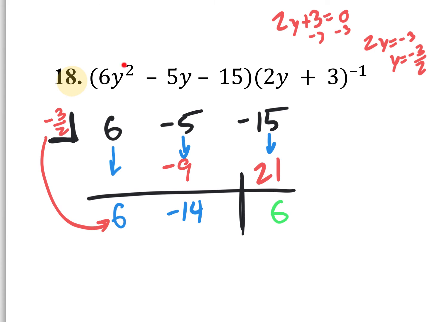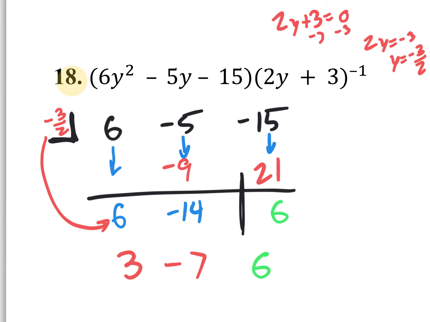What is 6y squared divided by 2y? 3y, right? Now notice this is not a 3, but it needs to be a 3 because 6y squared divided by 2y is 3y. So this is the weird part: if you need to make this a 3, you'd have to divide these guys by 2. If you divide by 2, it'll become 3 minus 7, but you don't mess with the remainder. The remainder is still 6. Okay?